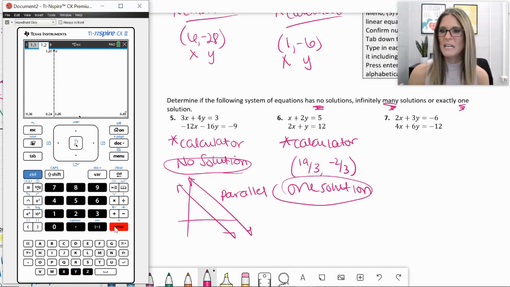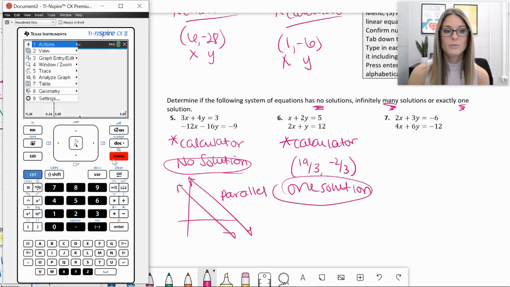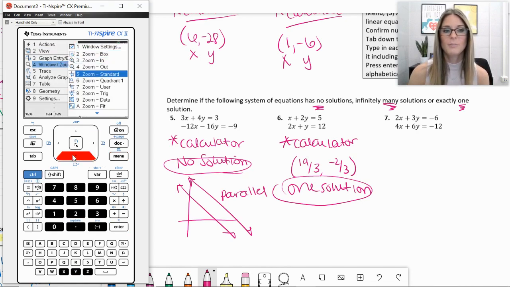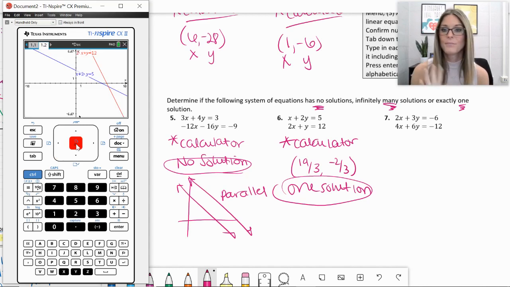Oh, where'd they go? Well, remember, I zoomed in. So let's zoom back out. In fact, hit menu. Under zoom, there is a zoom standard, number 5. Like put it back into a standard view, like the regular view. Okay, so it takes you back to that very original spacing on your graph there.